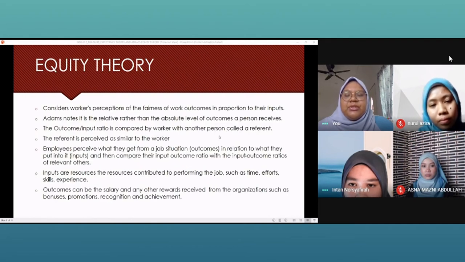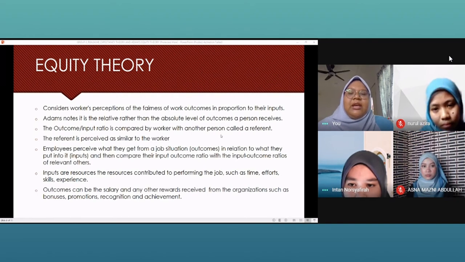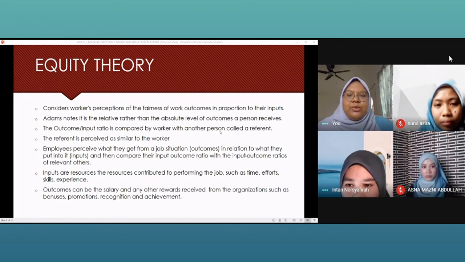It considers workers' perceptions of the fairness of work outcomes in proportion to their inputs. Adams notes it is the relative rather than the absolute level of outcomes a person receives. The outcome to input ratio is compared by the worker with another person called a referent. The referent is perceived as similar to the worker. Employees perceive what they get from a job situation, which is the outcomes, in relation to what they put into it, which is the inputs.